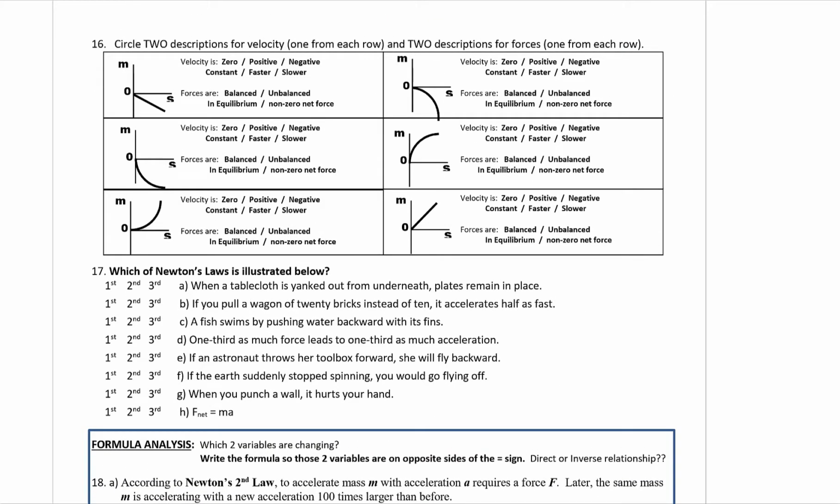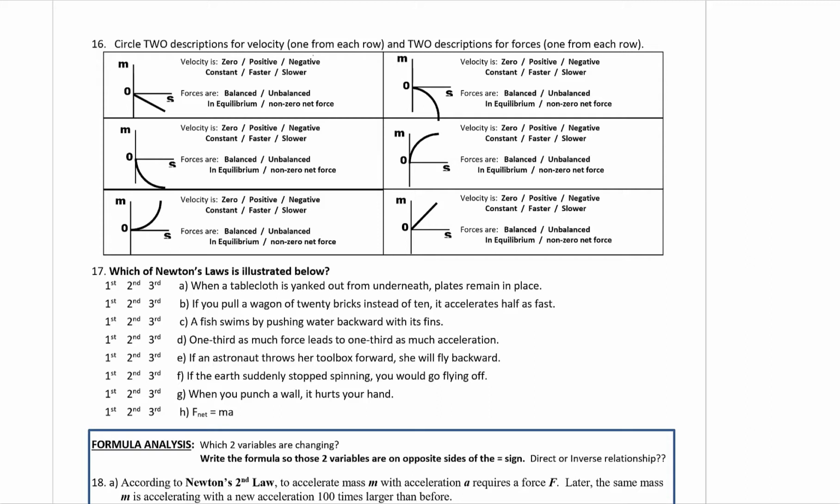Down here, circle 2 descriptions for the velocity and 2 descriptions for the forces. So velocity, if it is a curved line, then it's going to be a changing velocity. If it's curved like this, so that it gets more steep as time goes on, like you start off with a very low slope, like flat, and you end up with it going up or down, then it's going to be speeding up, because the slope is getting farther away from 0. If it looks like this, then it's slowing down, because you start off with a very big slope, that's a big velocity, and you end up with no slope, or no velocity. So you're going from a high speed to 0 speed, which is slowing down.